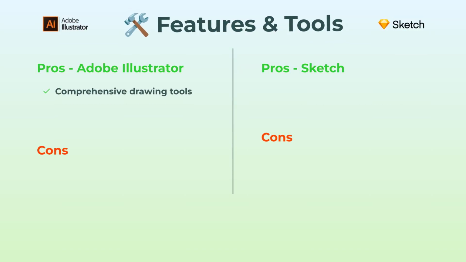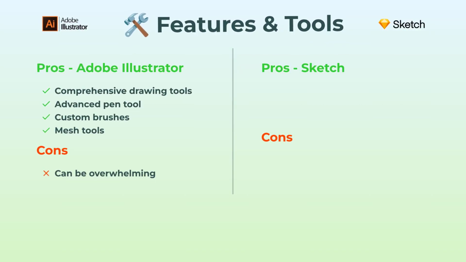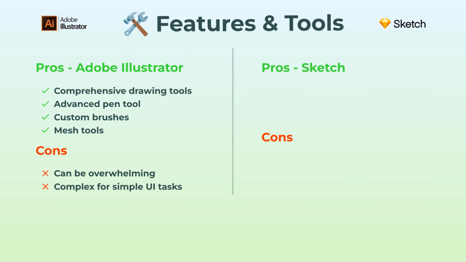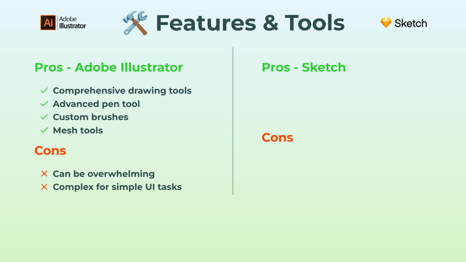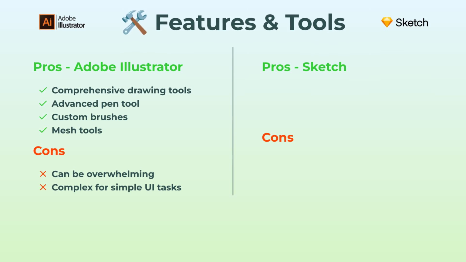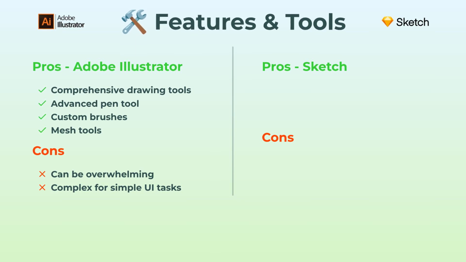Moving to features and tools, guys, Illustrator is kind of legendary here. It has this monster suite, like custom brushes, mesh tools, seriously, advanced stuff. The pen tool is, I'd say, almost iconic at this point. But let's be real, it can get overwhelming real quick. Sometimes it's so packed that even simple UI stuff feels unnecessarily complex.